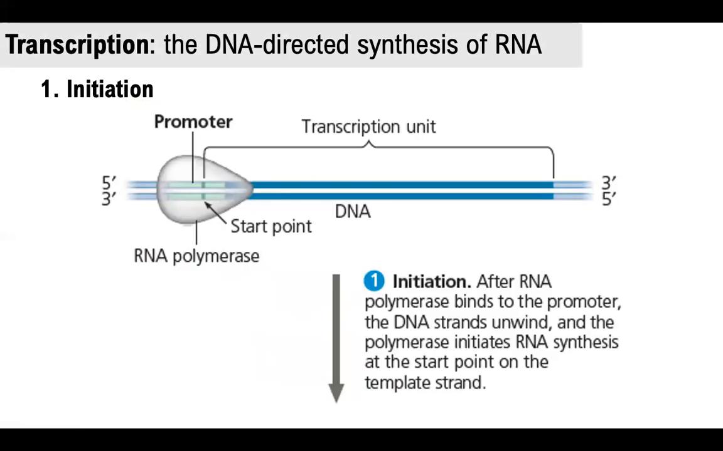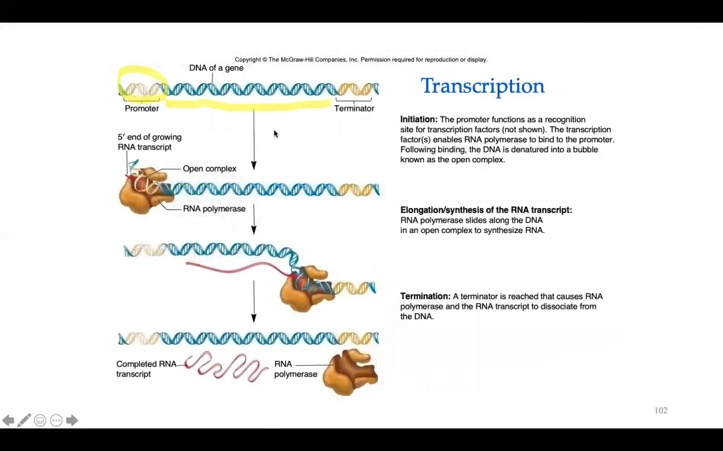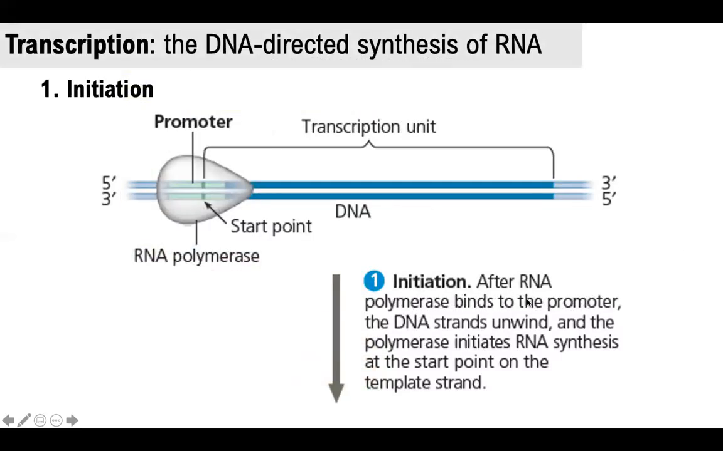Now, in a gene, we have what is called a transcription unit. And upstream of that transcription unit is a promoter. Later on, I will be discussing the nitty-gritty details of each one, but I'm just going to give you an overview, or a bird's eye view, of the transcription process. So in transcription, RNA polymerase binds to a promoter.